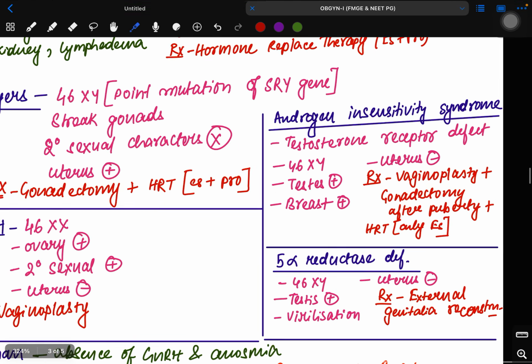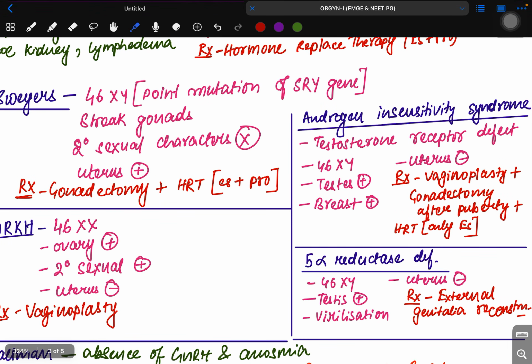In androgen insensitivity syndrome, what's happening? The testosterone receptor defect is present, therefore there is 46XY. The testis is present, the testosterone is released, but the receptor is defective. So breasts are there and uterus is not present. What is the treatment? It will be vaginoplasty and gonadectomy, and after puberty we can do the gonadectomy and hormone replacement therapy. Only estrogen we are giving, okay, no progesterone, only estrogen.